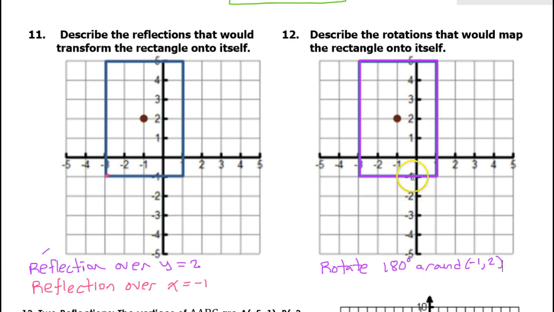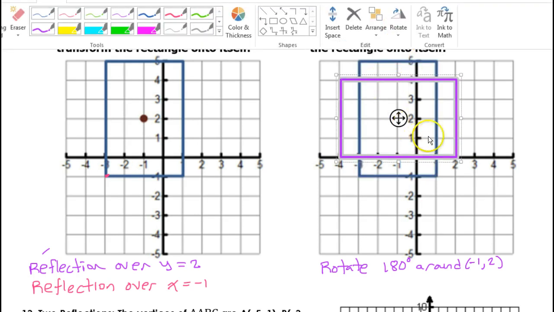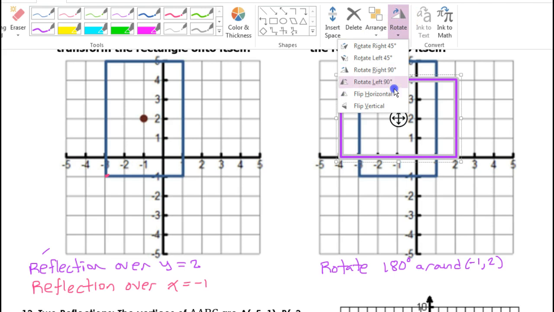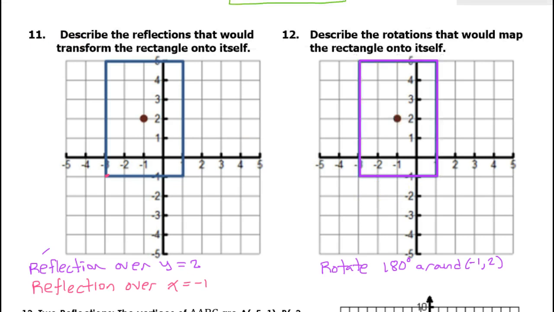Okay, is there anything else that would work? Well, what if I kept going a little bit more? All right, what if I rotate again? If I rotate 90 degrees 3 times, that's 270 degrees. That doesn't work. But of course, if I rotate another 90 degrees, that will put me all the way back around. So, of course, rotating 360 degrees will always map an image onto itself.